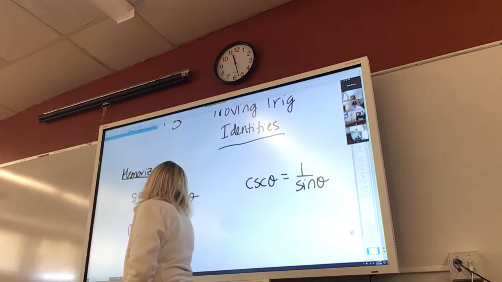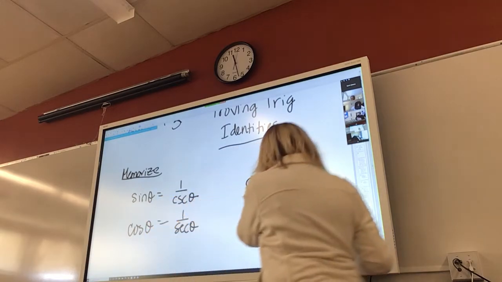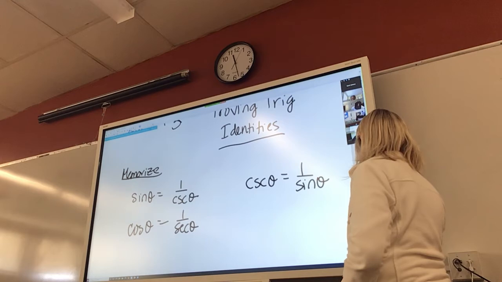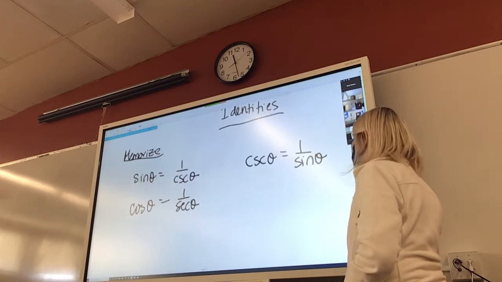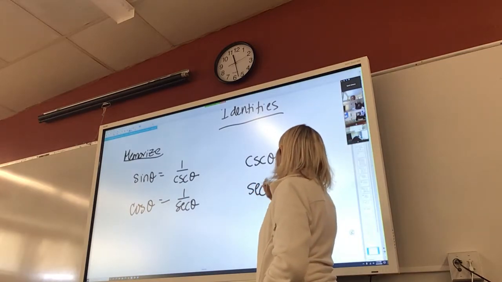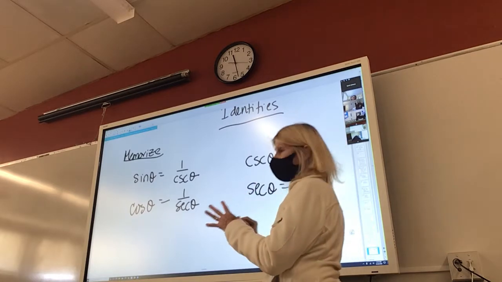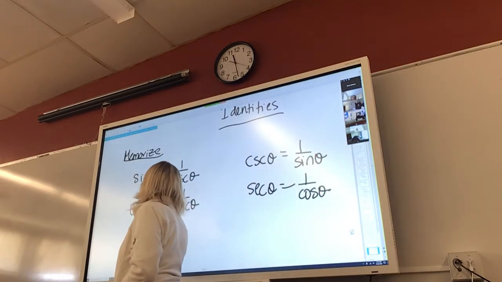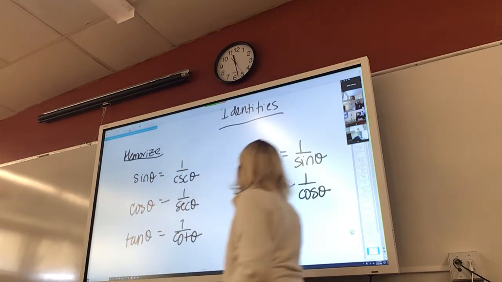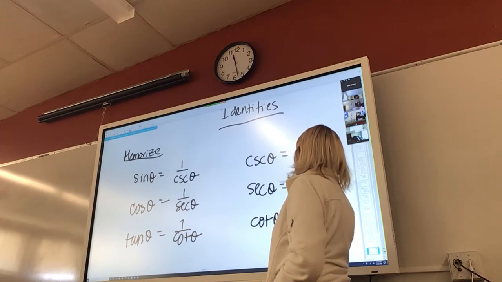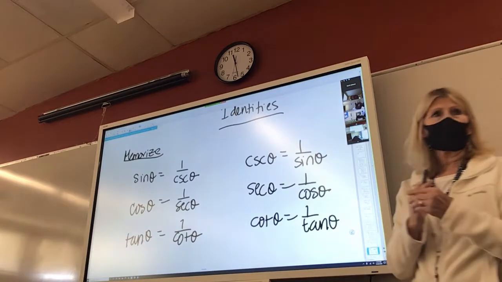Cosine of theta is equal to 1 over secant of theta. And secant of theta is equal to 1 over cosine of theta. Now you already know those, and you know this one. Tangent of theta is 1 over cotangent of theta, and cotangent of theta is 1 over tan of theta. These are all review. Do you guys agree?